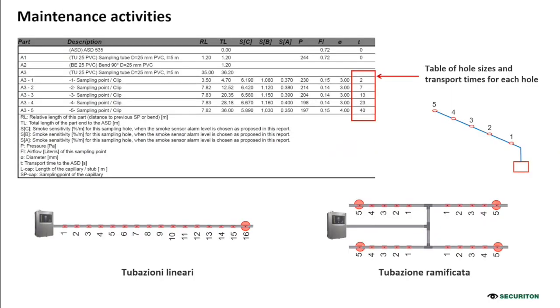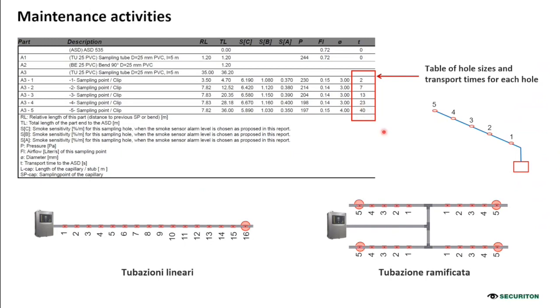So now let's see in this example. Here I have a very simple installation with a pipe with five sampling holes. And here from the flowmeter design, I have the transport time for every single hole. So you can see the farthest sampling hole's transport time is 40 seconds.